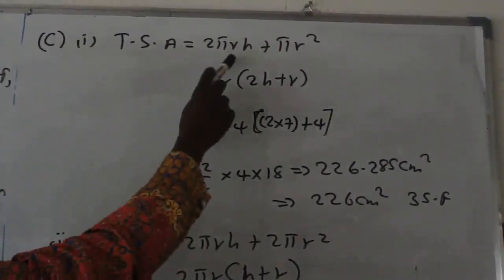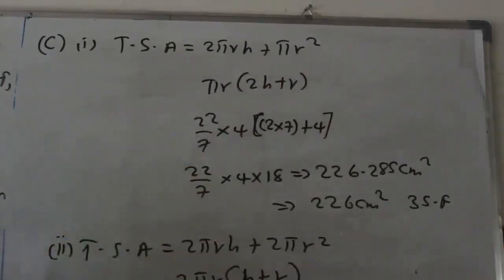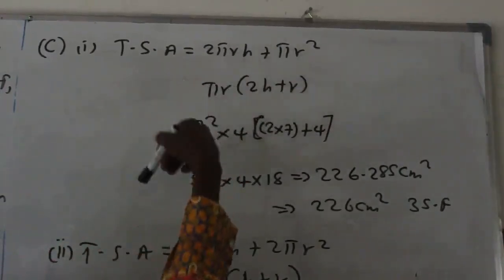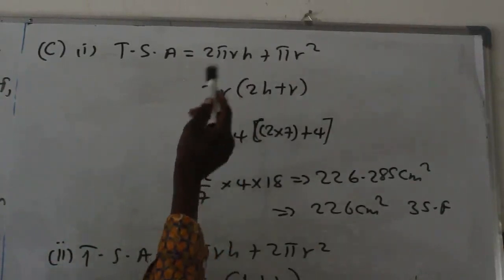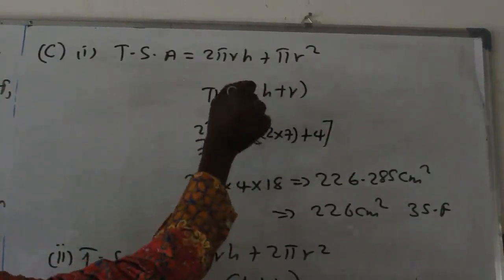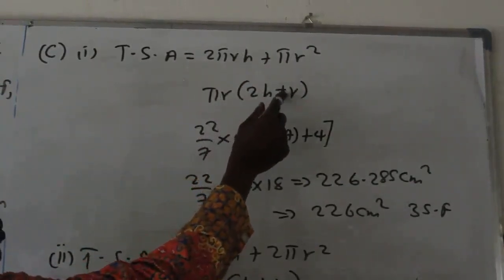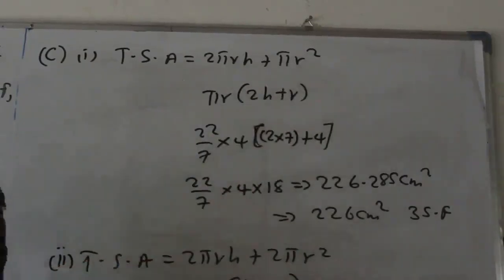So it's 2 pi r h plus pi r squared. Now if you factor it out, you have pi r is common. So you have pi r, open bracket, 2h plus r. So this is the same thing as this.